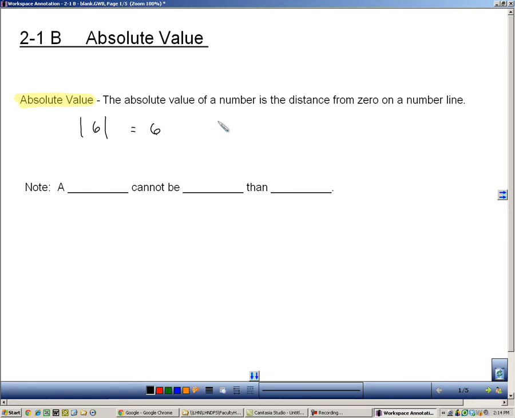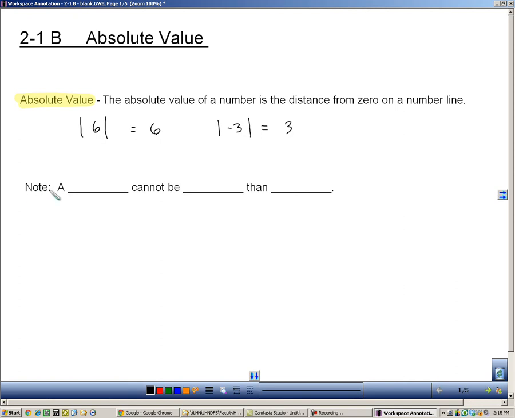The other question is what to do if there's a negative. If I say the absolute value of -3, what I'm really saying is how far is -3 away from 0 on a number line? And the answer would be 3 units. So notice what happens here. Whenever you have the absolute value of a number, your answer is always positive. That's because a distance must be positive.